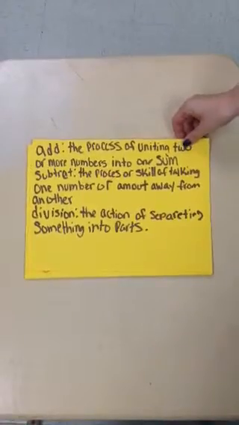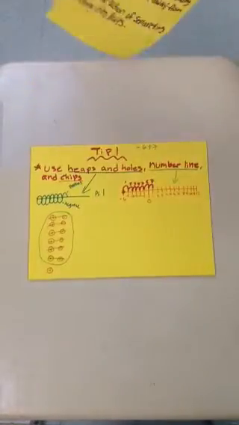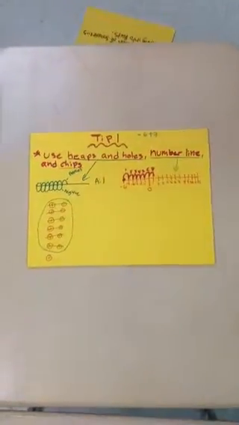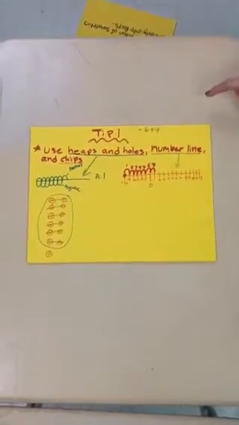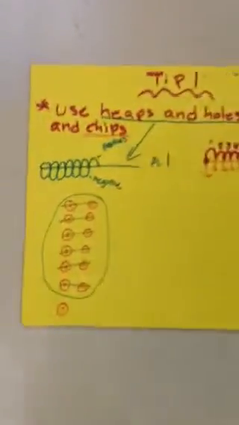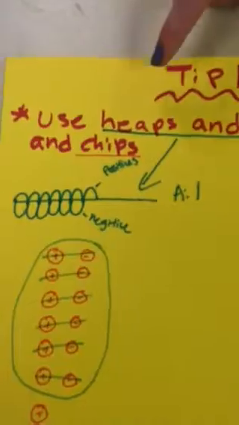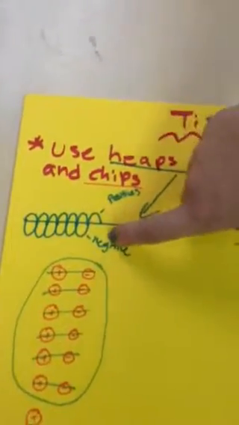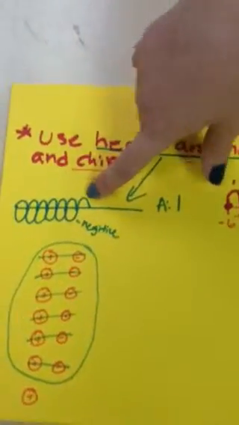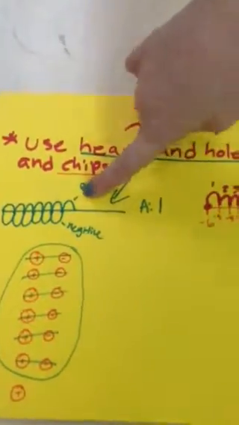Now Ms. Sidaway is going to give you some useful tips. Tip 1 is to use heaps, holes, number lines, and chips. For the heaps and holes, you put the number of positives on the top using heaps and the number of negatives on the bottom, and the ones left out of the potato-looking things is the answer.